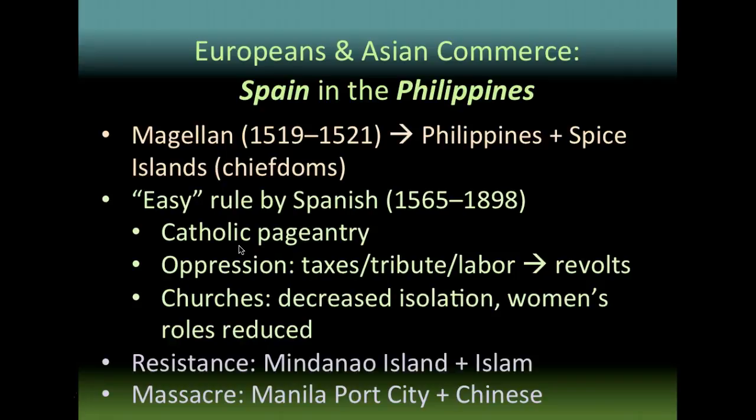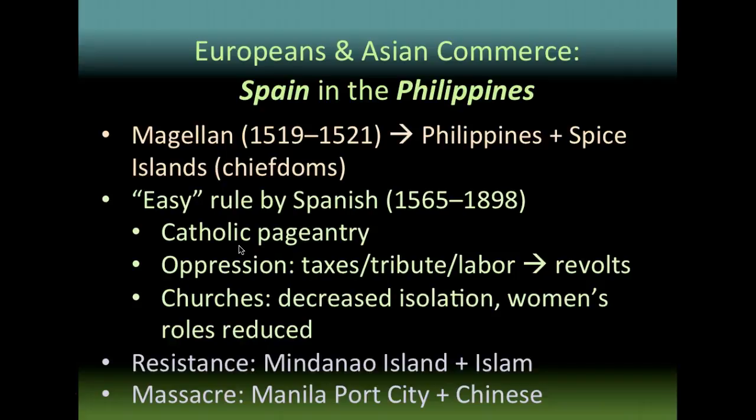There was resistance in a few ways. In Mindanao Island, for example, the Islamic traders had come in there, and many of the people had converted to Islam. So when the Catholic Spanish came in, they kind of used Islam as a uniting force, as an attempt to resist the Catholic overlords.